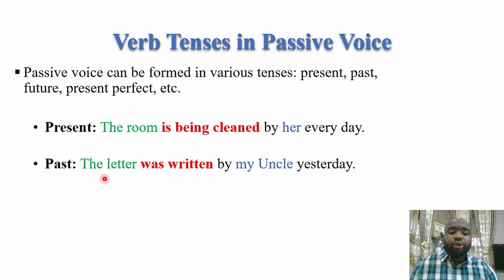The letter, which will be the object, was will be the what? Infinitive verb to be. Written, what? Past participle, our by, then what? The subject. So this is it.